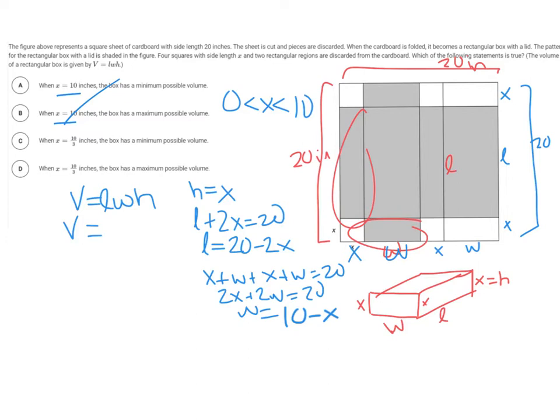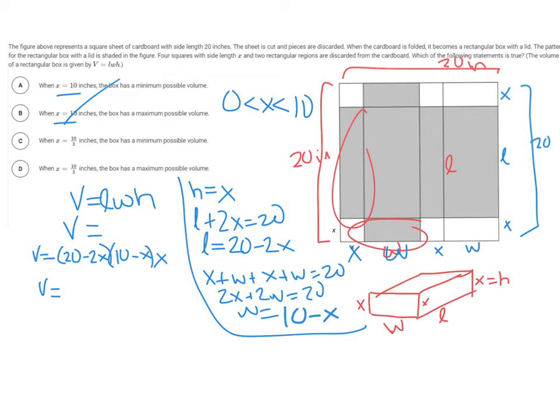So now that we have that, we can actually write out our V equation. I'm actually going to write it over to the left a little so I have enough room. So I know it's length times width times height. My length is 20 minus 2x. My width is 10 minus x. My height is just x. So I'm going to let you multiply that out on your own.